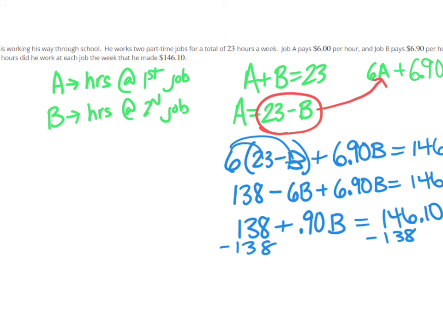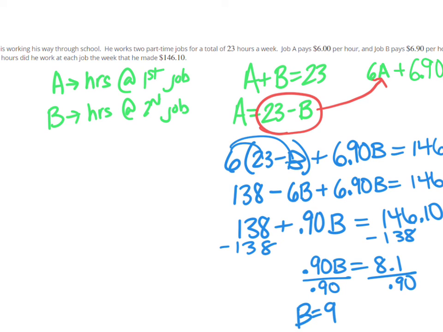And I get 8, it's an 8.1. If you're thinking money, that'd be $8.10. You can put the 0 or not. I'm going to come back and I'm going to divide by 90 cents. And it comes up nice to 9. All right. So B is equal to 9. That means he worked 9 hours at job B.